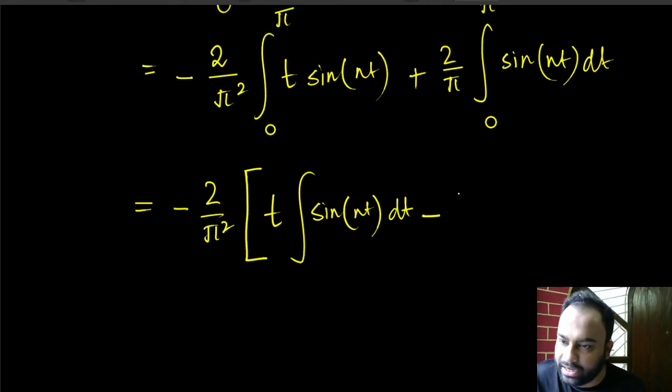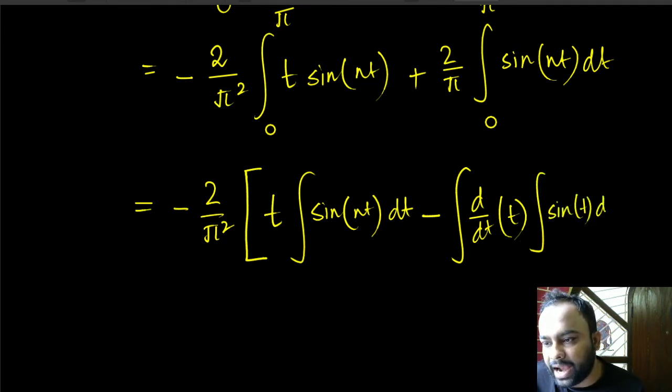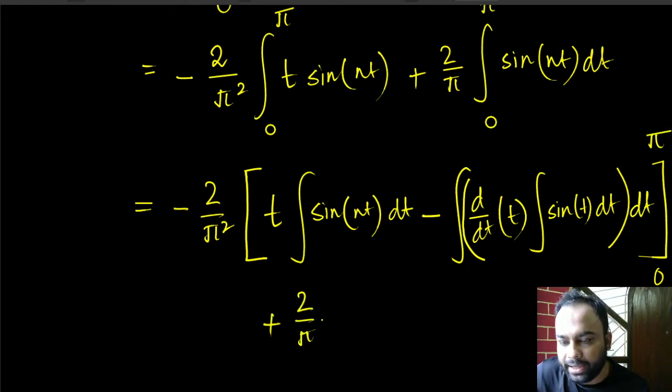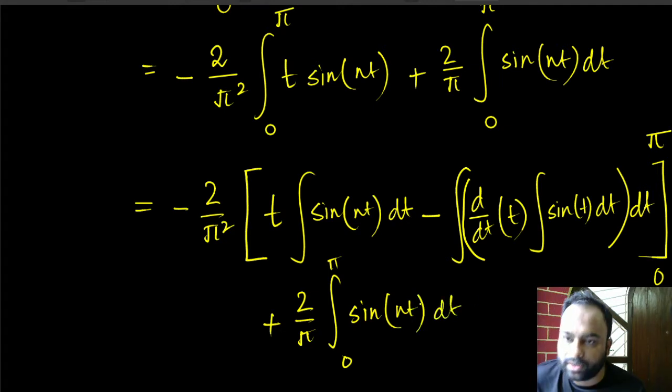And then we have a minus sign. Then we have an integration of the derivative of the first function, so d/dt of the first function, which is t, and then again an integration on the second function sine nt dt, and then taking dt over everything, right? That's how the integration by parts works, and the limits are from 0 to pi, and we have 2 by pi integration from 0 to pi sine nt dt.